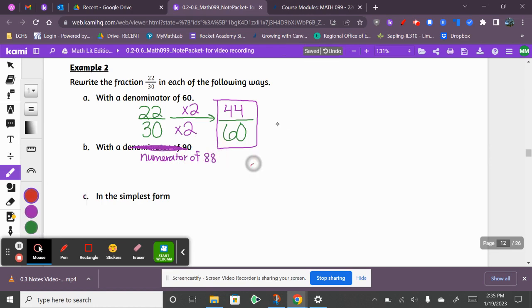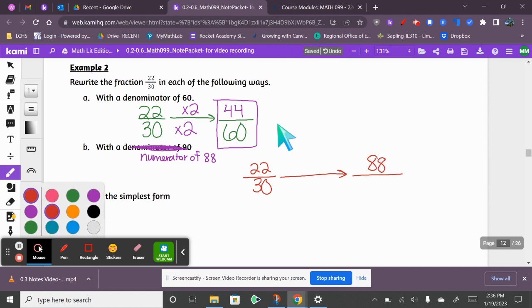So for this one, we're going to start with 22 over 30, and we're going to change it so that it has a numerator of 88. So we want the top number to be 88. So I'm going to ask ourselves, what are we going to do to change it from 22 to 88? And it's okay to guess and check a little bit. We would multiply by 4.